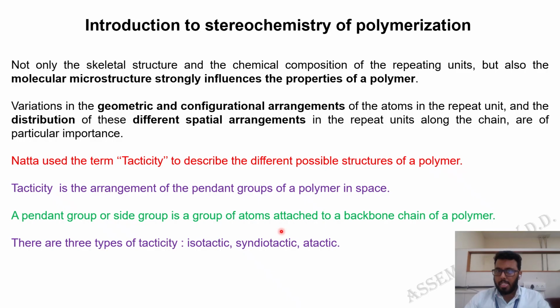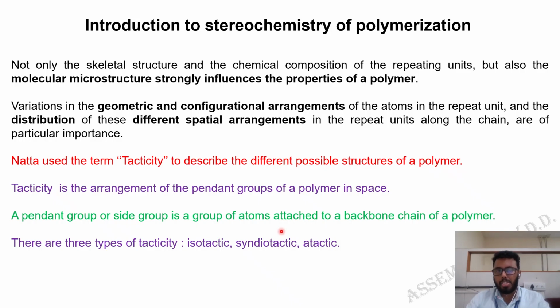Okay, not only the skeletal structure and the chemical composition of the repeating unit, but the molecular microstructure can also strongly influence the property of a polymer. We are scaling down from the macro or bulk property to the micro property or microstructure. We are going to look into that. That particular molecular microstructure can strongly influence the property of a polymer. We will see how it can influence.